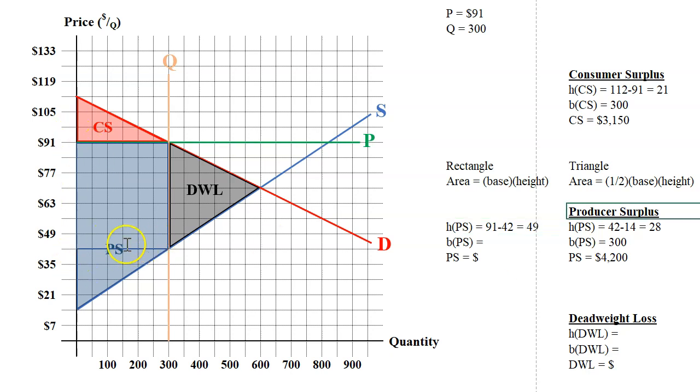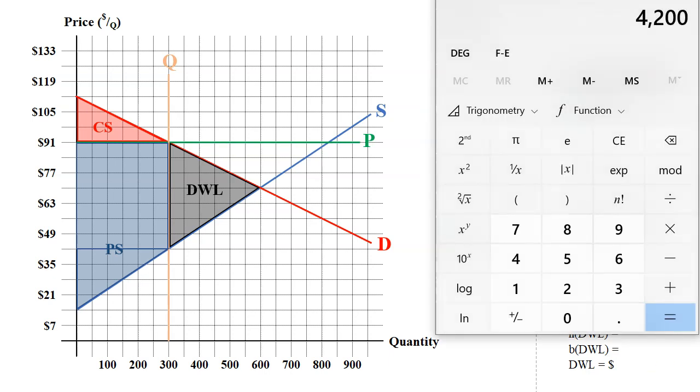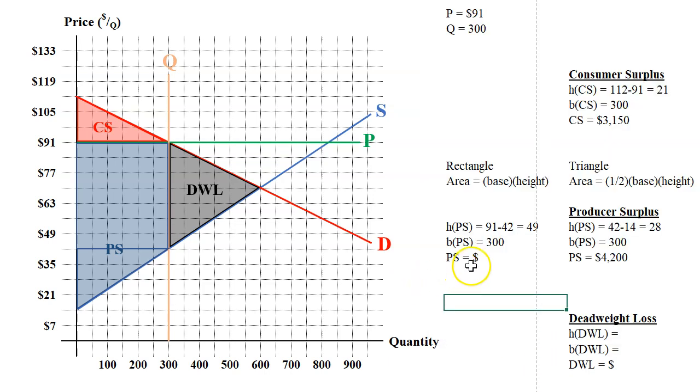The base looks the same as the base of the triangle. It goes from here all the way over to here, and so that's 300. And so the base of this rectangle is 300. Now when we do this calculation, we're going to do the same as a triangle, but we're not going to do 1/2. We're just doing base times height. So we're doing 49 times 300, and that's 14,700.